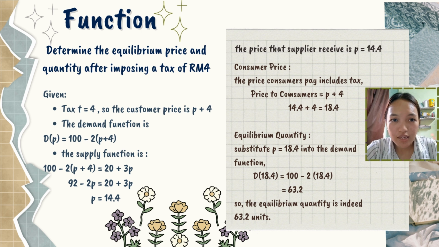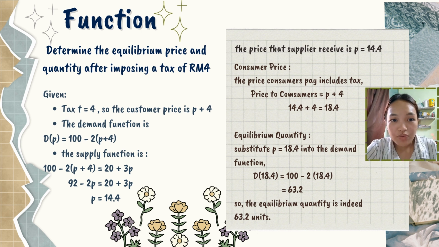In this slide, I will be discussing how to determine the equilibrium price and quantity after imposing a tax of 4 ringgit. We are given a tax T equal to 4, which means that the price customers pay includes this tax. The demand function provided is D(p) equals 100 minus 2 in brackets p plus 4. The supply function is set up based on the tax. First step, we have to find the equilibrium price.